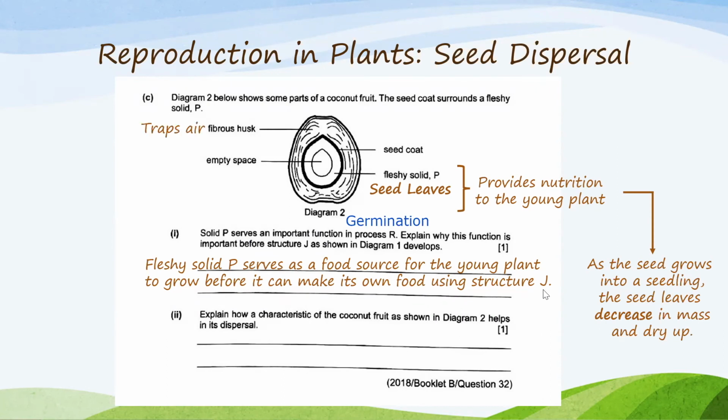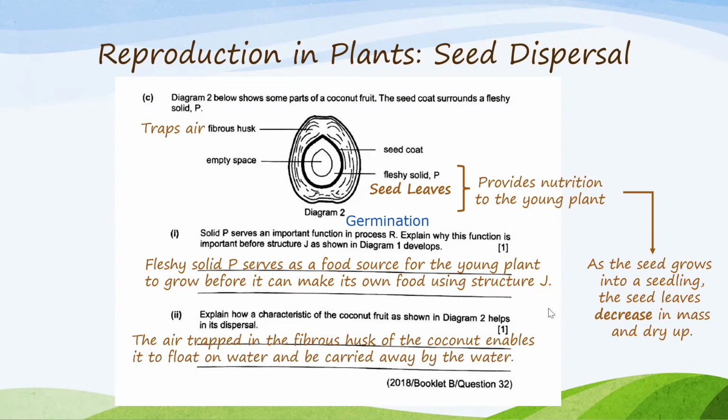Explain how a characteristic of the coconut fruit as shown in diagram 2 helps in its dispersal. It's talking about the fibrous husk. What does the fibrous husk do? It traps air. So the air trapped in the fibrous husk of the coconut enables it to float on water and be carried away by the water, so away from the parent plant. So this is the adaptation of the coconut fruit, for it to make use of this method of dispersal in the best way possible.